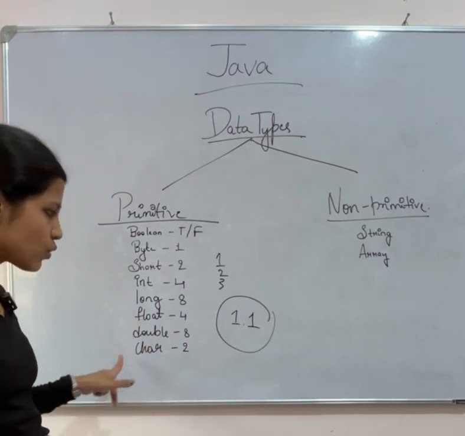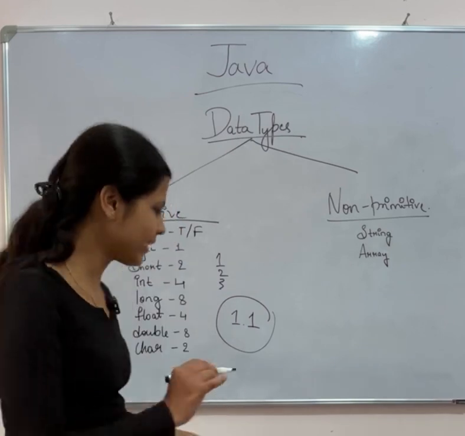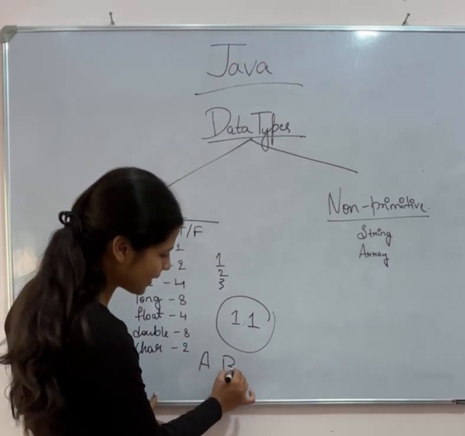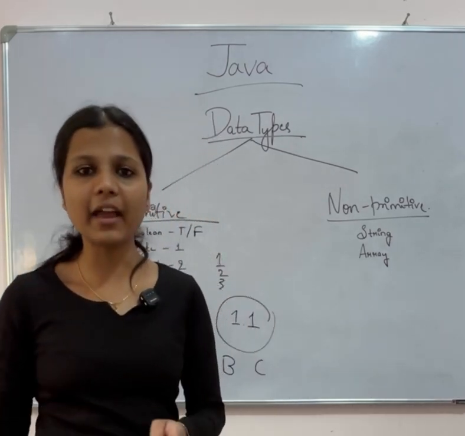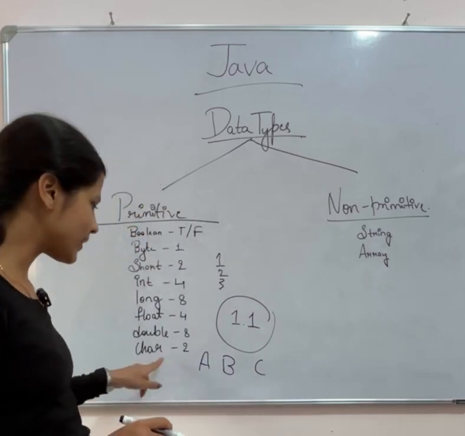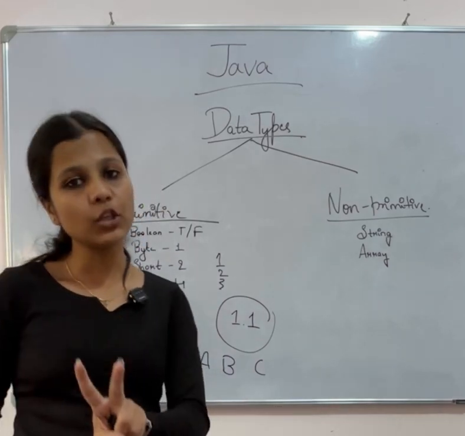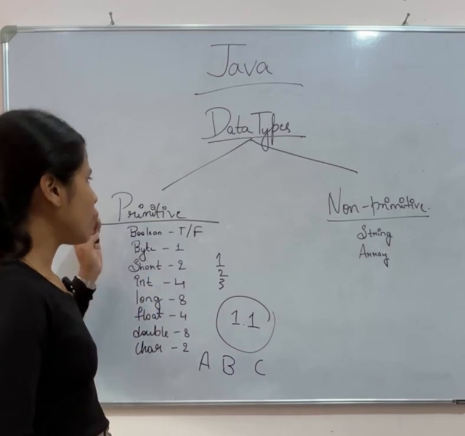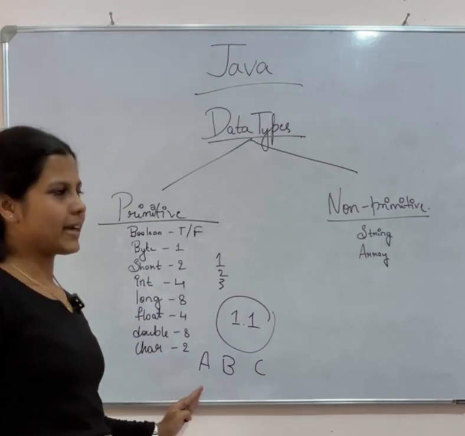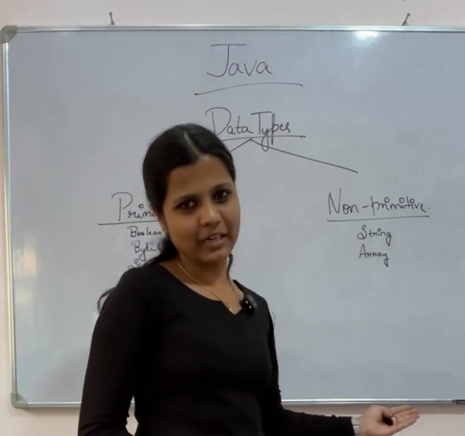And char is used for single characters like A, B, C. If you want to save any single character, you can go with the char data type, which has 2 bytes. So if you have understood the primitive data types, let's move to the non-primitive data types.